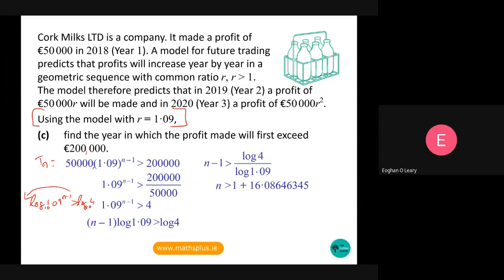I'm going to get n greater than 1 plus 16.08, so that's 17.08646345 years. So it's going to have to be greater than 17 years. So it's going to be in the 18th year. So n equals 18 is going to be my value of n. And what do we say, Andrea? Is that because 2018 is the first year, it's going to be 2035 as my answer.